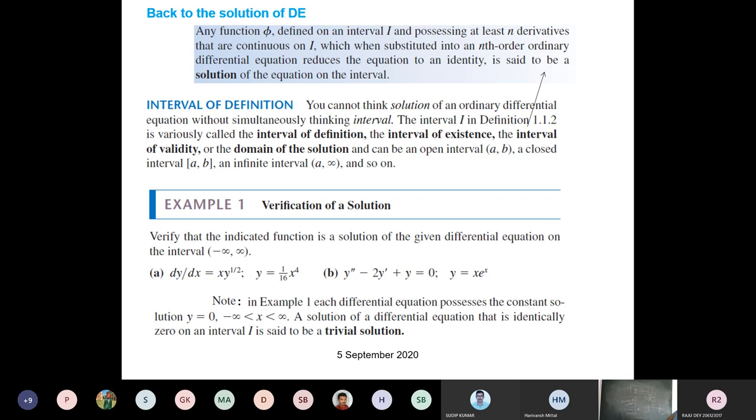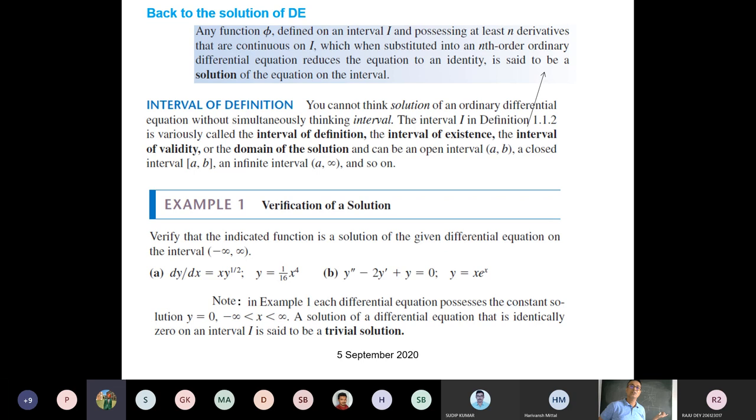Before that, let me verify that the given expressions on the right of each of A and B are the solutions of the given differential equation. Is it okay with everybody? Are you following me? Can somebody answer?